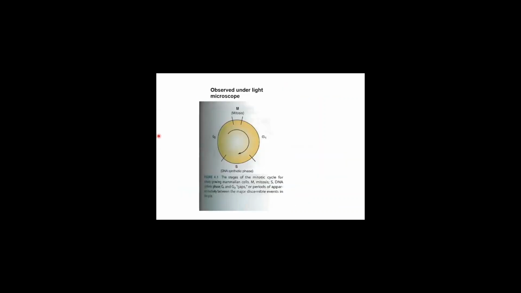Now, here was the M phase that was being identified under the microscope. Here was S phase, which was possible to monitor by measuring DNA synthesis. And so then they put the gap 1 between the 2 of these and the gap 2 on the other end of these. And this is what we have as our cell cycle.